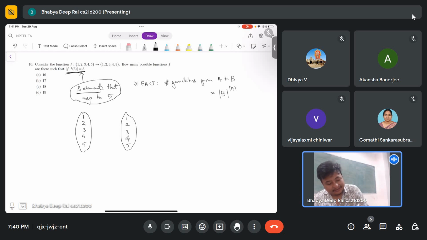For example, 1, 3, 5 could map to 5, or 2, 3, 4 could map to 5, or 4, 5, 3 could map to 5.